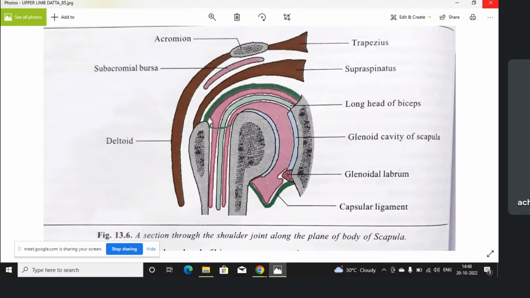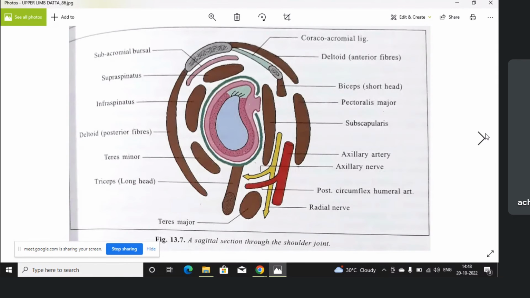Okay, next, relations of the shoulder joint. First, anterior relation: pectoralis major muscle and short head of biceps.